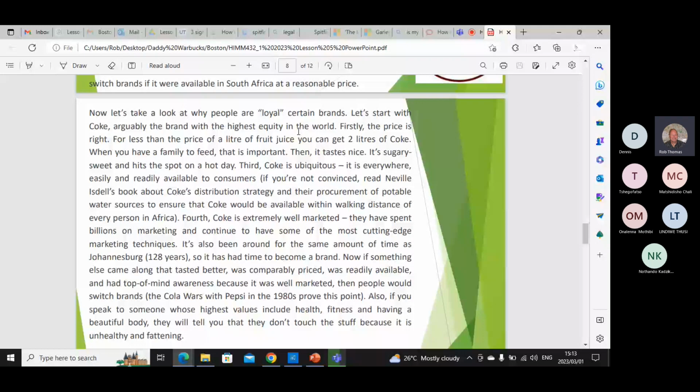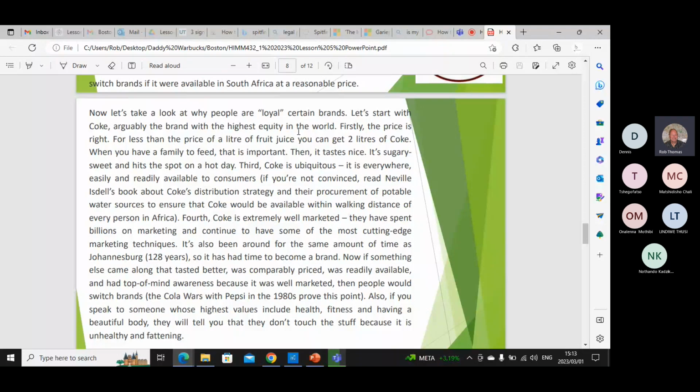It's very difficult to do nowadays and very, very expensive. But if you're the media manager and they've got an unlimited budget, then you need to blow it and show them that you can get these things. Okay, so ubiquitous is everywhere, easily and readily available to consumers. If you're not convinced, read Neville Isdell's book about Coke's distribution strategy and their procurement of potable water sources to ensure that Coke would be available within walking distance of every person in Africa.